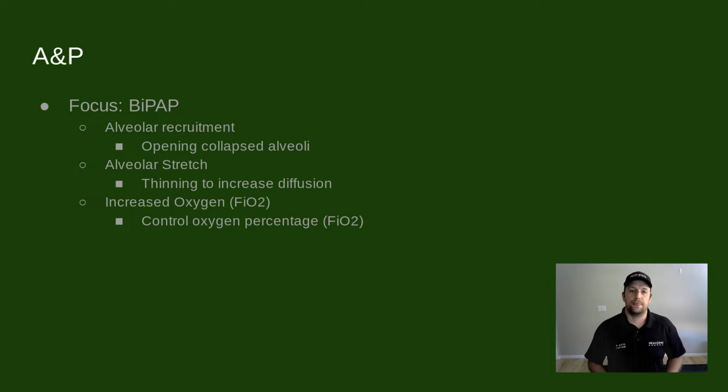For A&P, I want to talk about how BiPAP actually helps the patient. There's three things: alveolar recruitment, alveolar stretch, and increased oxygen. For alveolar recruitment, what this means is you have collapsed alveoli and they pop open under pressure from the BiPAP. So opening the closed alveoli.